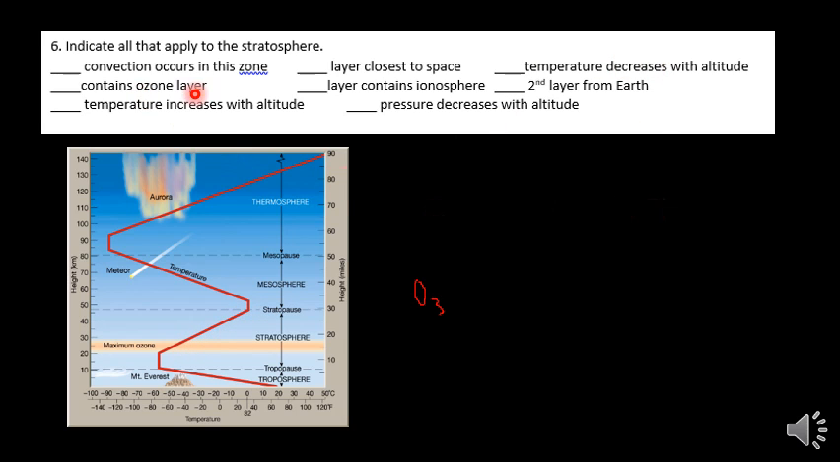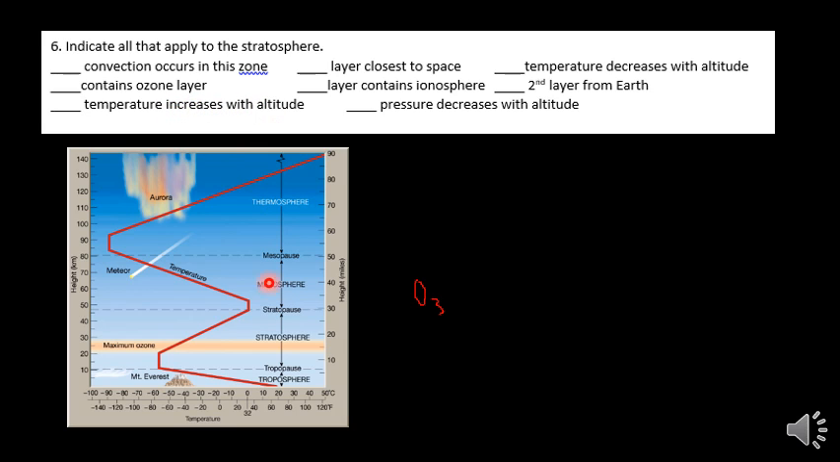Of course, it contains the ozone layer. The ionosphere is this layer up here where we have ions. An ion is a charged particle, and this would be where solar radiation is bombarding the upper atmosphere, and we get the auroras that glow from those electrical charges charging the atmosphere. So that would be no. It is the second layer from the Earth, of course.